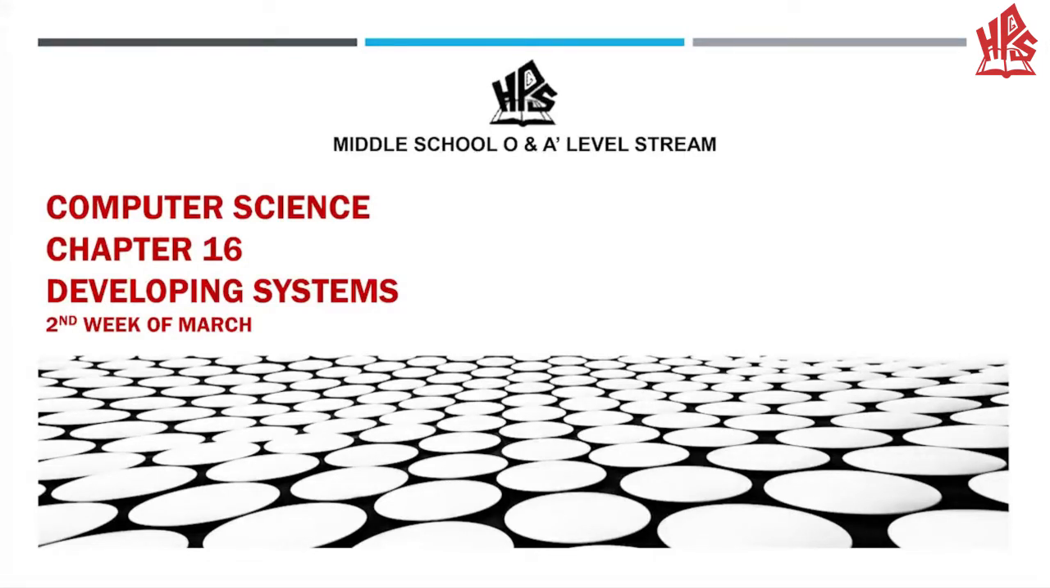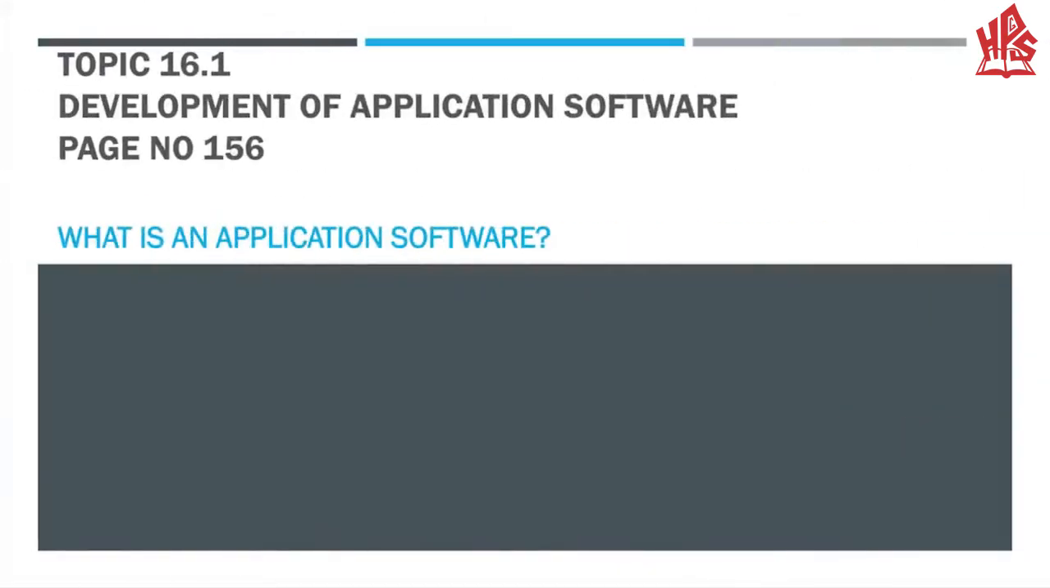It is for the second week of March. So let's start with topic number 16.1, which is Development of Application Software on page 156. Now, what is an application software? Before starting the topic, let me give you an overview of what is an application software.